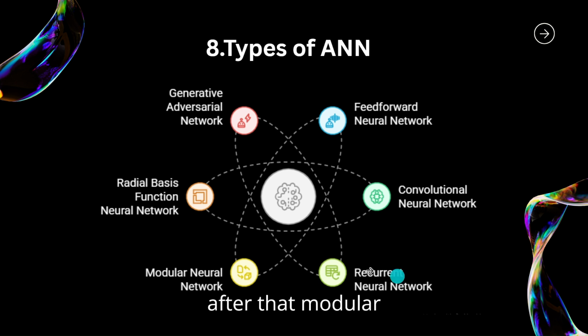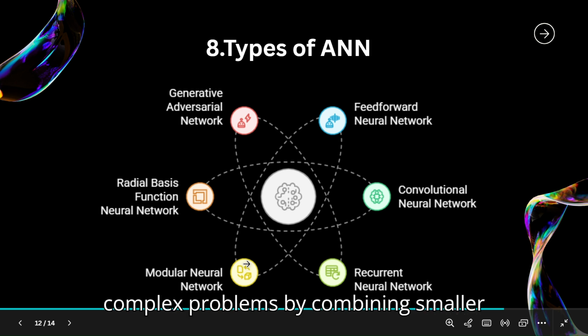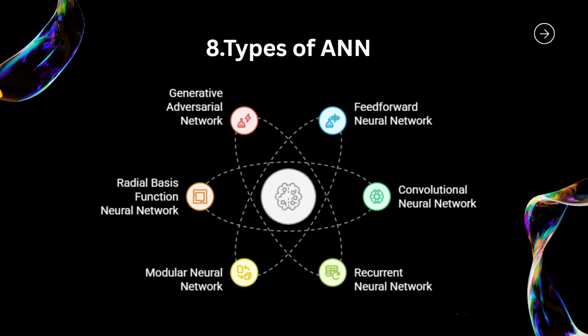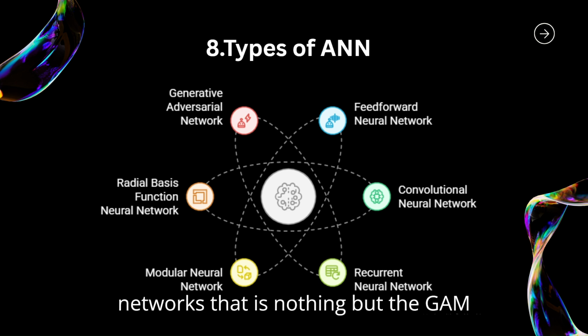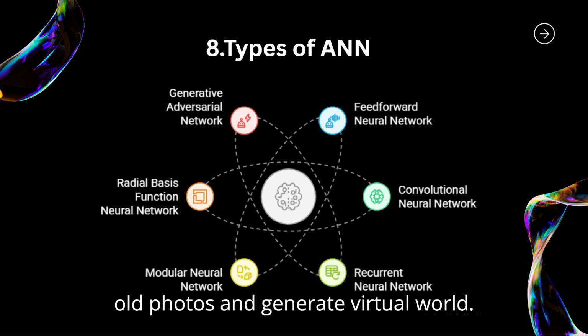After that, modular neural network. This solves complex problems by combining smaller networks. Then radial basis function neural network, ideal for pattern matching. Then generative adversarial networks, that is nothing but the GAN networks. Creates realistic images, voices, and even art. GANs are used to make deepfakes, but also to restore old photos and generate virtual worlds.